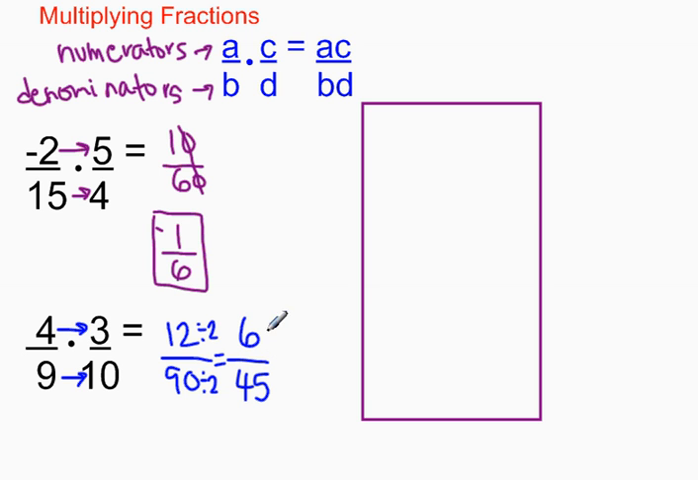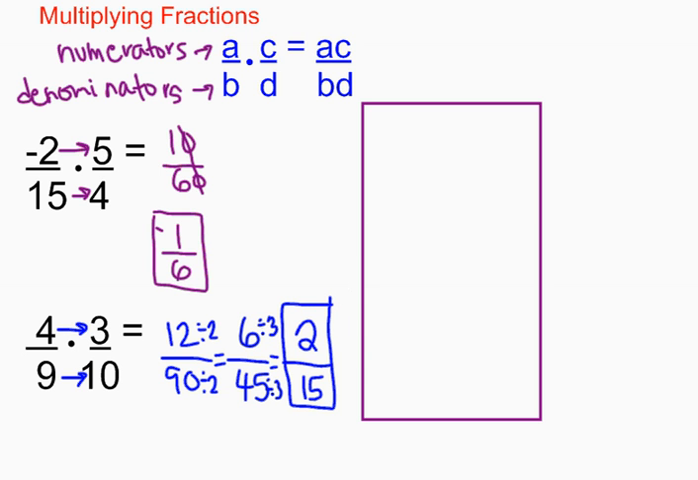And this looks reduced, but it's actually not finished. I can divide both of these numbers by 3. 6 divided by 3 is 2. 45 divided by 3 is 15. And that's going to give me a final answer.